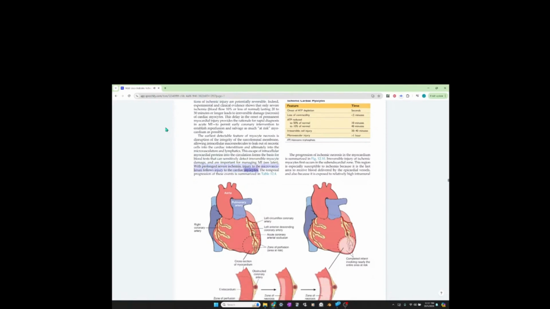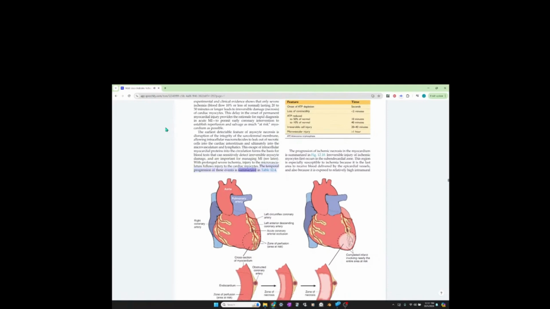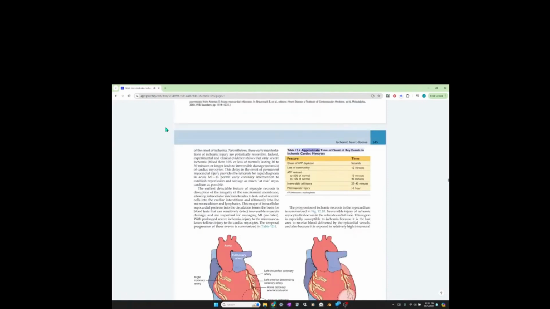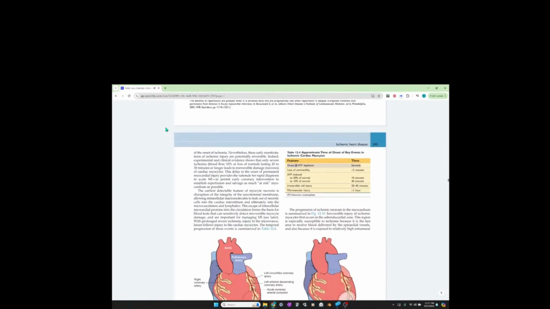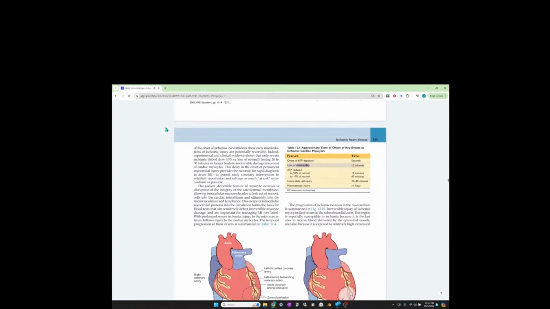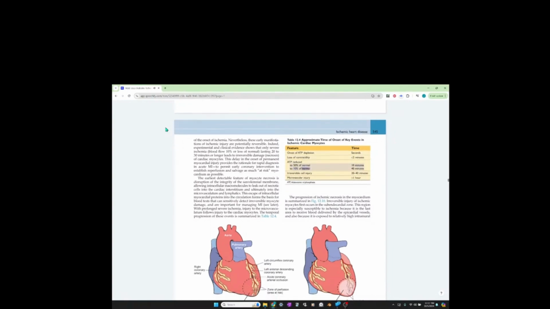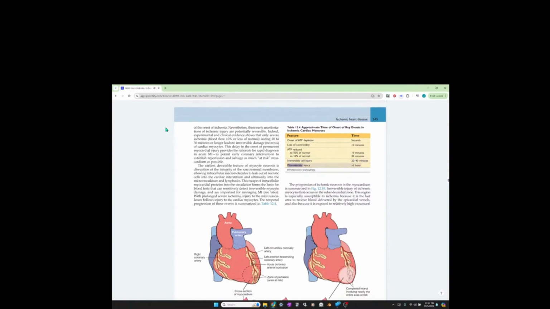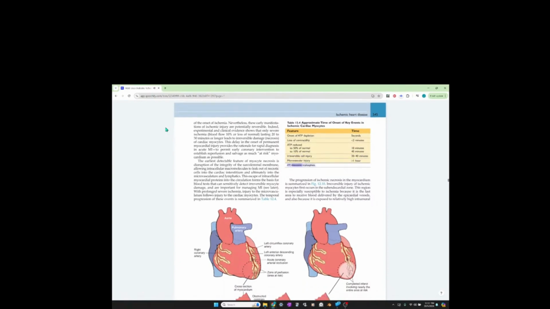The temporal progression of these events is summarized in Table 12.4. Table 12.4: Approximate time of onset of key events in ischemic cardiac myocytes. Onset of ATP depletion: seconds. Loss of contractility: 2 minutes. ATP reduced to 50% of normal: 10 minutes; to 10% of normal: 40 minutes. Irreversible cell injury: 20 to 40 minutes. Microvascular injury: 1 hour. ATP, adenosine triphosphate.